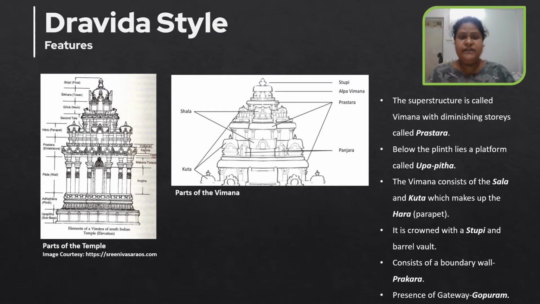So how will you identify whether this is Nagara style or Dravida style? The first feature to identify the Dravida style is the presence of a Gopuram. When we see a South Indian temple, the superstructure which was called a Shikhara in North India is here called a Vimana. Vimana means a vehicle which can fly. This superstructure is regarded as a Vimana, and it has diminishing stories, which are called Prastara.